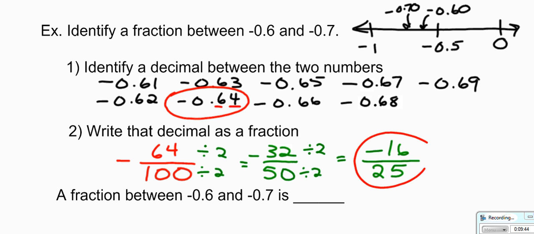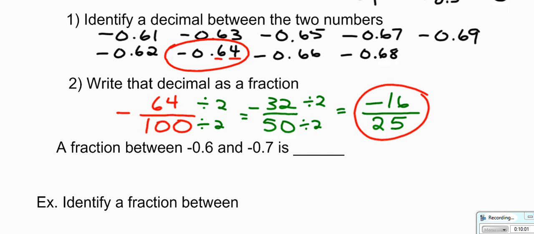And this fraction is between negative 0.6 and negative 0.7. If you don't believe me, type it in your calculator. You should get negative 0.64. Again, if you picked a different example, you're going to have a different decimal, but it should be in between our two rational values.